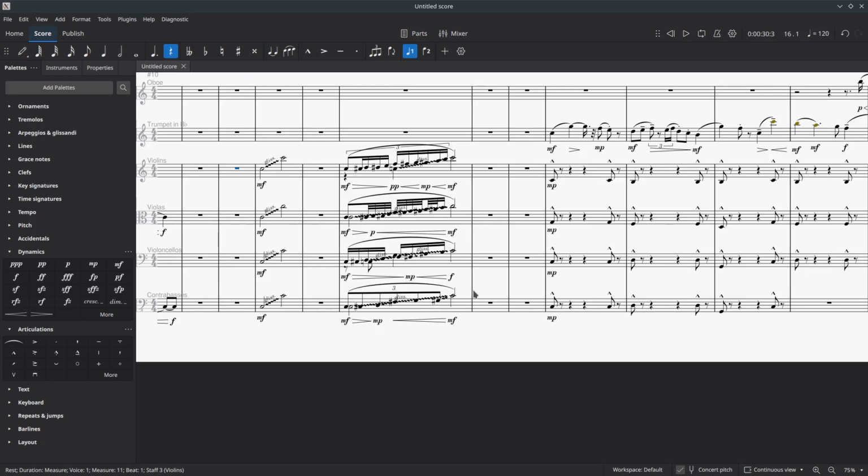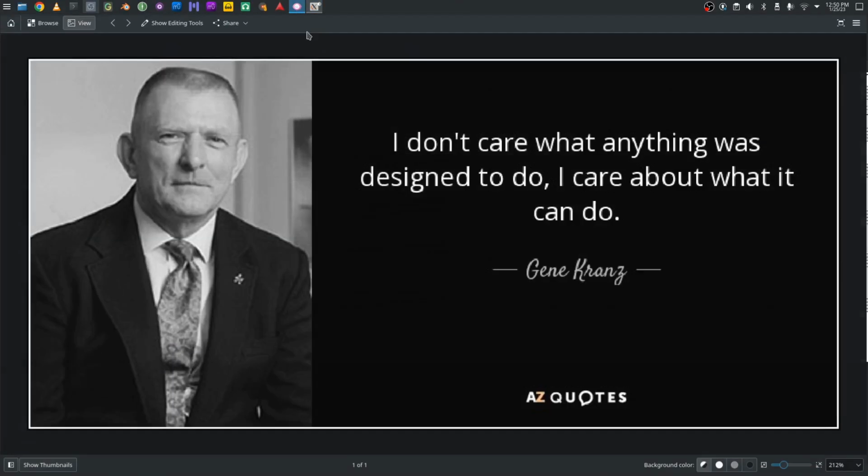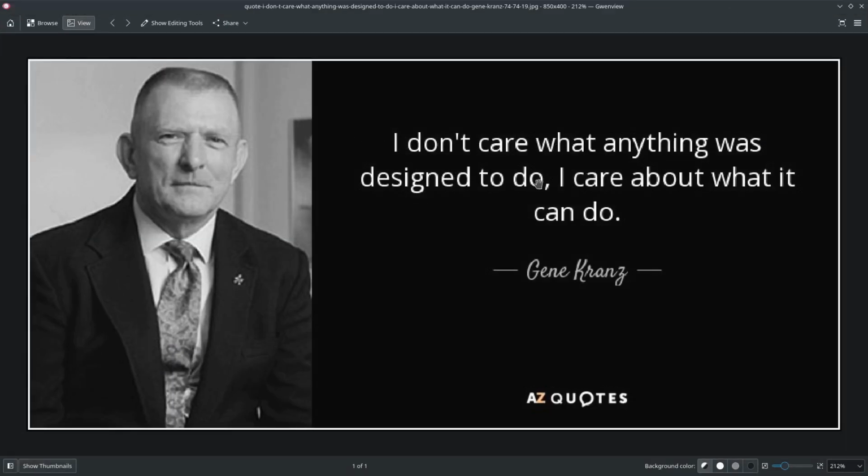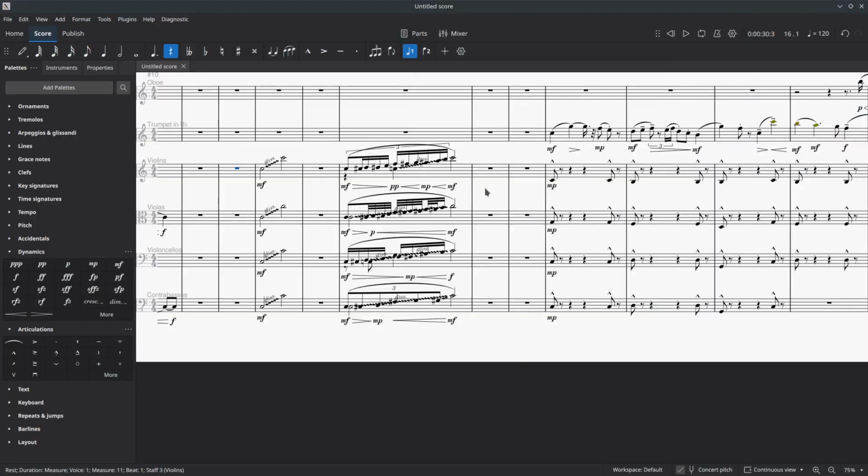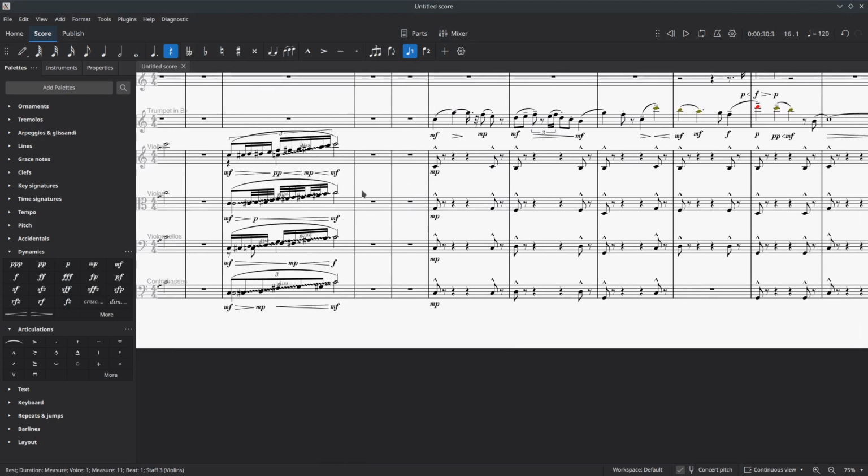We can get realism in MuseScore. We can get this to sound the way it's supposed to by doing things like this, because we don't care what anything was designed to do. We care about what it can do. We care about what we can manipulate and how we can create an illusion given the tools that are available. Here's another example.